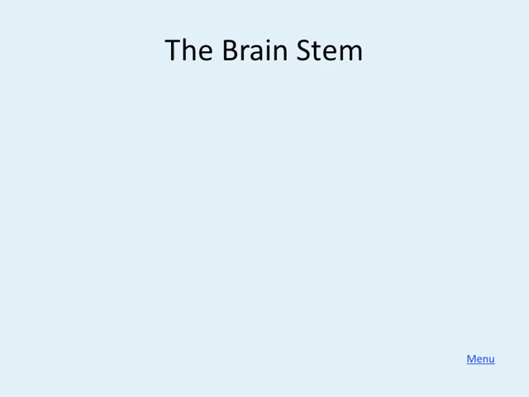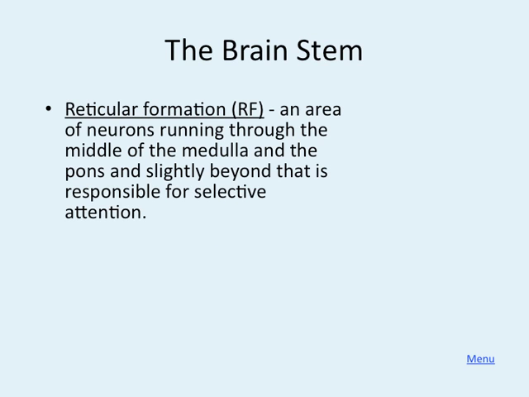Okay? Now the brainstem has what we call the reticular formation, an area of neurons running through the middle of the medulla and the pons, and slightly beyond that, which is responsible for selective attention. So the reticular formation in the middle of the medulla is responsible for all of your selective attention, giving you focus, all of those important tasks.